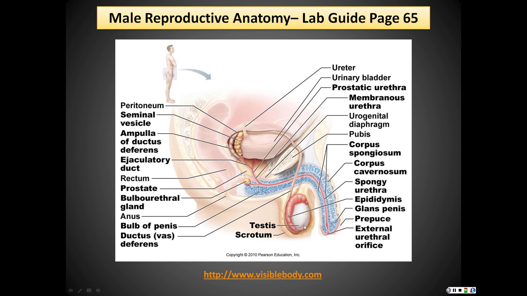So sperm cells are produced there. They next pass into the epididymis, this structure that curves around the backside of the testis. And as they're doing that, they're maturing, getting a little bit better at swimming and so forth, finishing their maturation processes. Then they move through this tube. This is what we call the ductus deferens or the vas deferens.